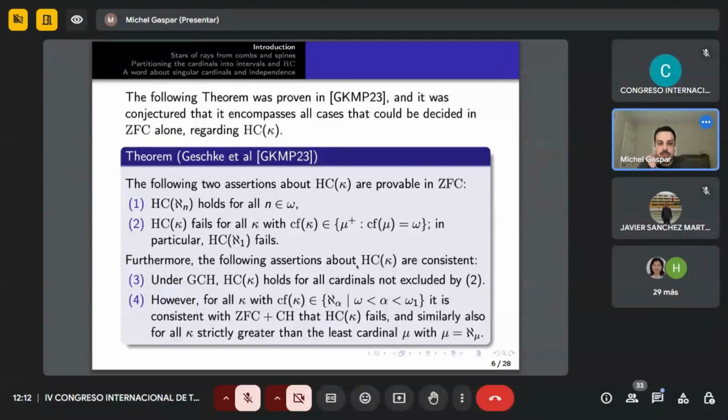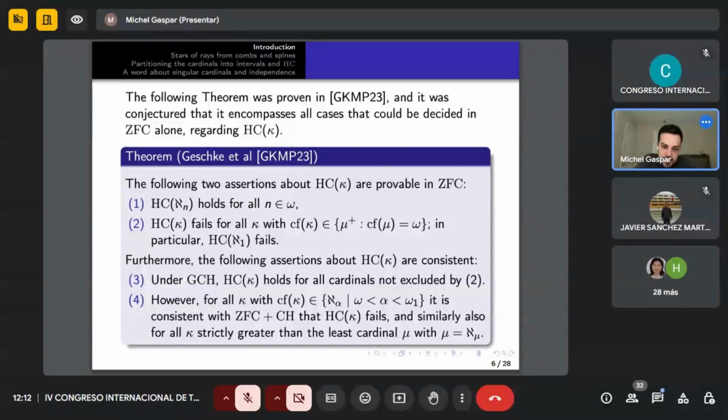And also, the following assertions are consistent about the conjecture. Using GCH, we can show that for every other cardinal that is not excluded by 2, the conjecture actually holds. But also it's consistent that for cardinals having cofinality being one of the Aleph alphas strictly between omega and omega 1, the failure of Halin's conjecture is also consistent. And using similar arguments, we can show the same happens for fixed cardinals above the first fixed point of the Aleph function.